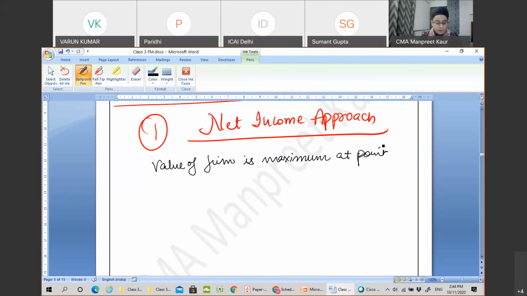Value of the firm is maximum at a point where WACC, means weighted average cost of capital, is minimum. Weighted average cost of capital we had done in the chapter. In this we had done weighted average capital means the cost of debt, cost of equity, retained earnings, preference shares, all the long-term debentures or the long-term equity shareholders, all the long-term mix, multiplied by weights, we will get the overall weighted average cost of capital, where average cost of capital is minimum.